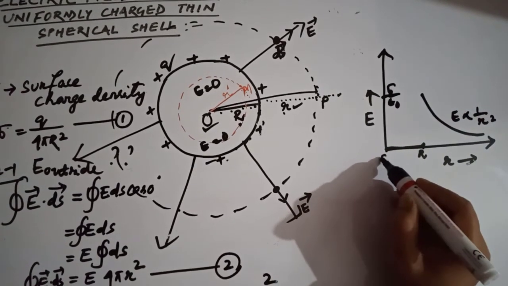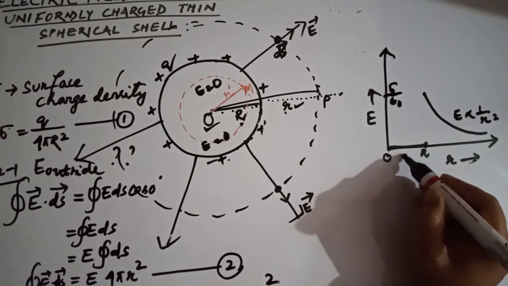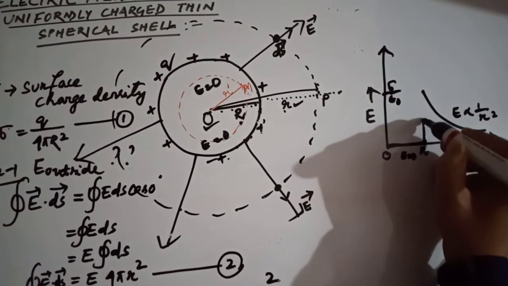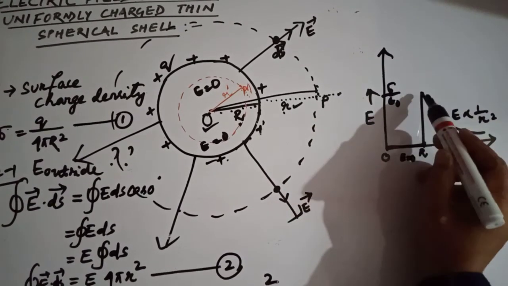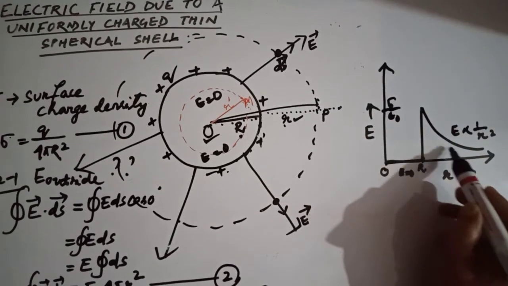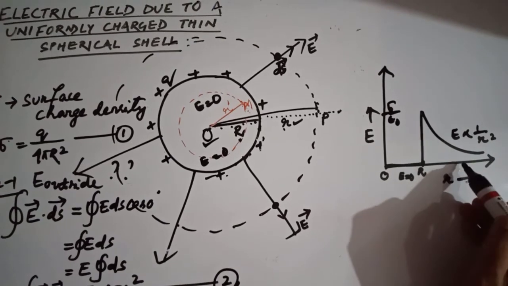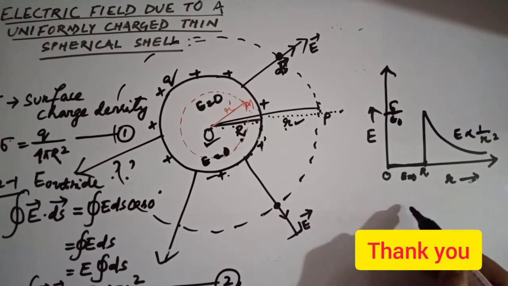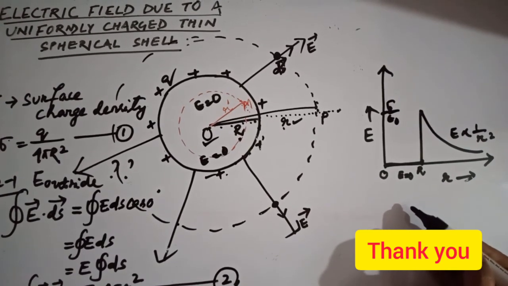This is from the center O up to the radius, E is equal to 0. Suddenly it increases, the value becomes sigma by epsilon naught on the surface, then it decreases with increase in distance, E proportional to 1 by r square outside. So this is all about the electric field due to a uniformly charged thin spherical shell. Thank you.